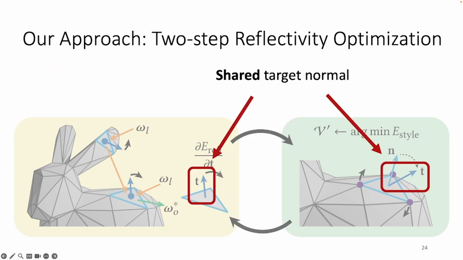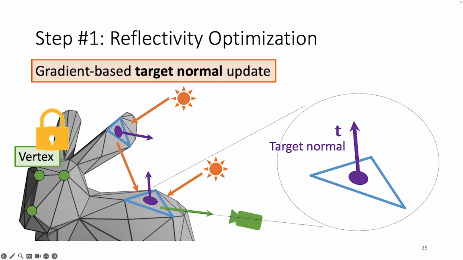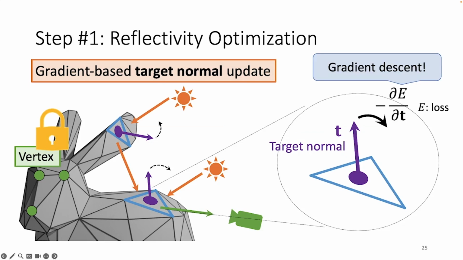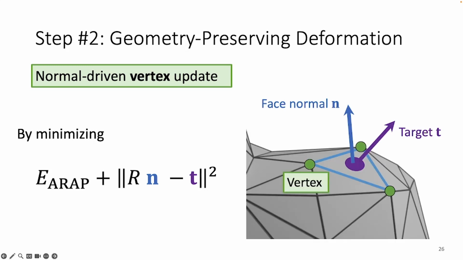The essence of the technique is the shared target normals, which allows us to seamlessly combine the two sub-steps. The first step is gradient-based target normal optimization. In this step, we fix the geometry and update independent variables t for surface normal using the gradient of the energy function. And the second step updates the shape using optimized normals as the target style. This way, ARAP can find a nice shape-preserving deformation that also optimizes the specified reflection function.